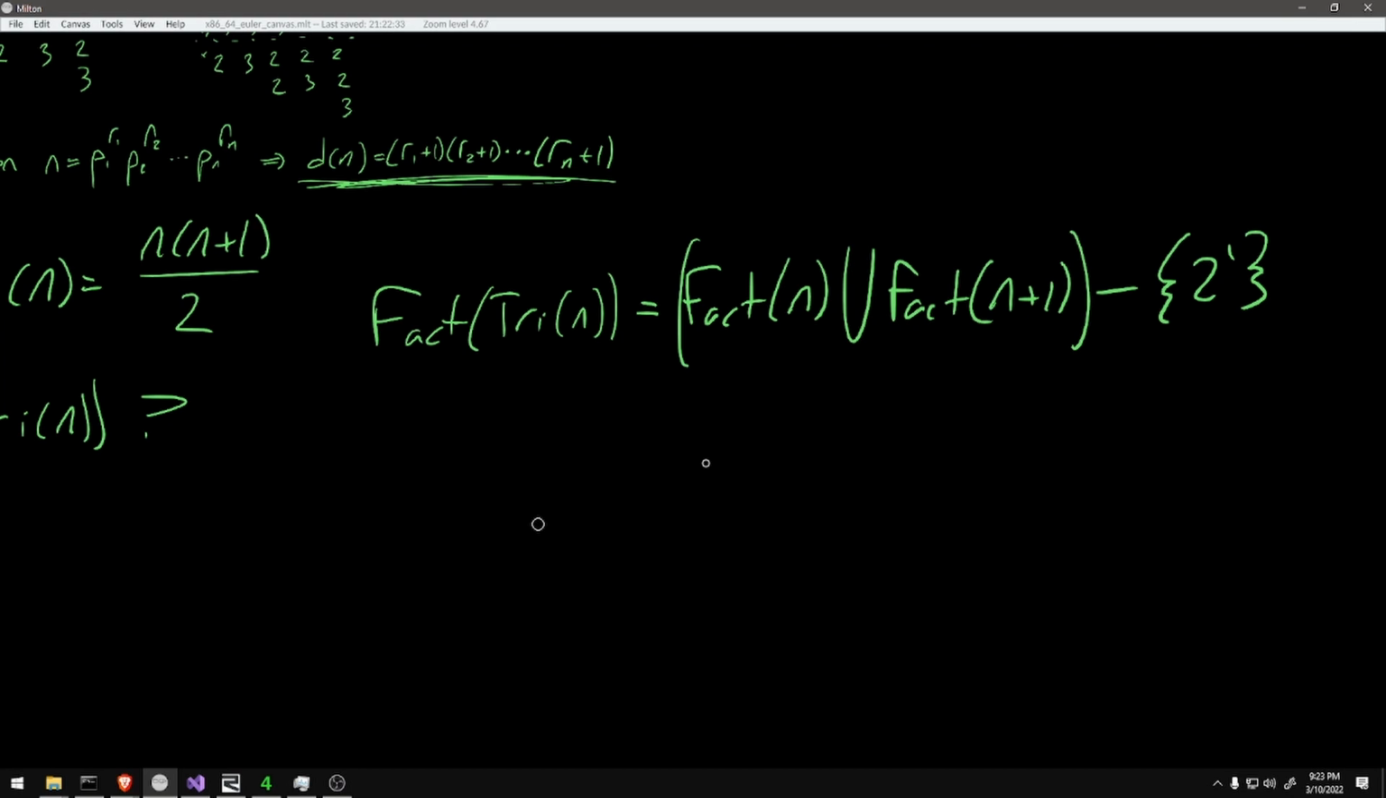And of course, as we're going through all the triangle numbers, we will only have to factorize one new number at each step, since n plus 1 from one stage will become n of the next stage at each iteration through this process. So that's another trick we're going to use to optimize this.